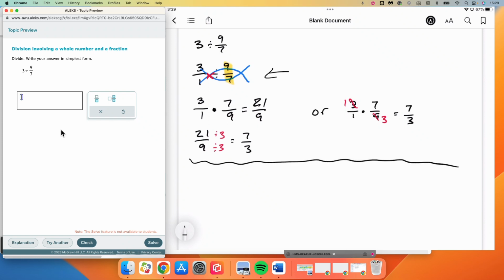So this thing right here, super helpful to me. I call it the whoop. Whenever I see fraction division, that's what I do.